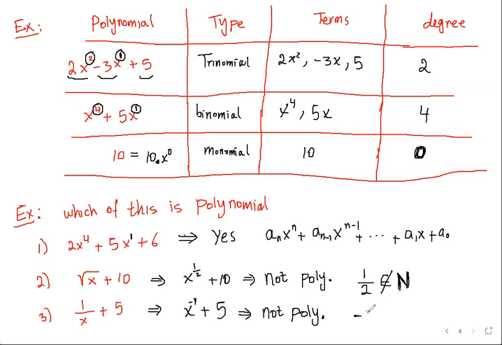Not a polynomial, because the minus 1 does not belong to the natural numbers. Make sense? Professor, would you say that any negative exponent means it is not a polynomial? Yes, a negative exponent is not a polynomial. Thank you. No problem.